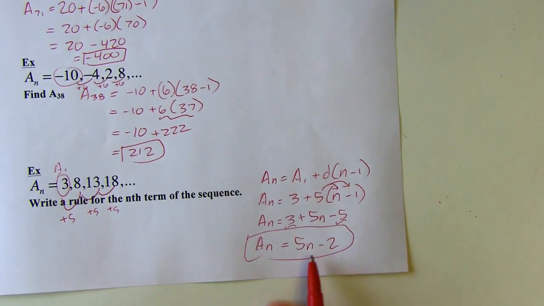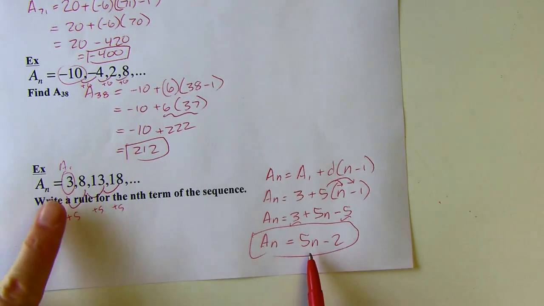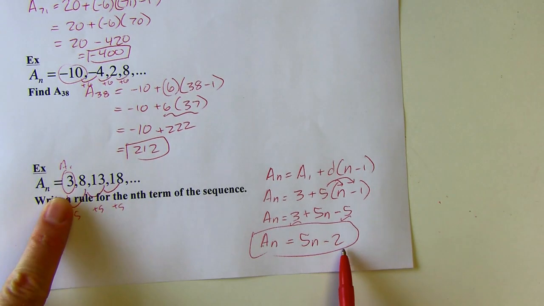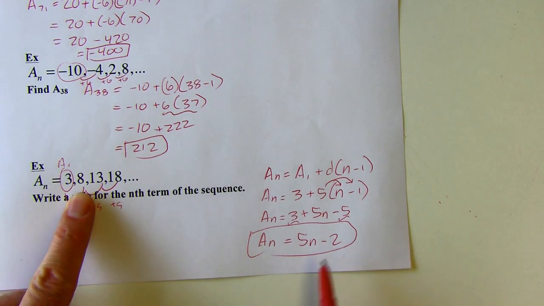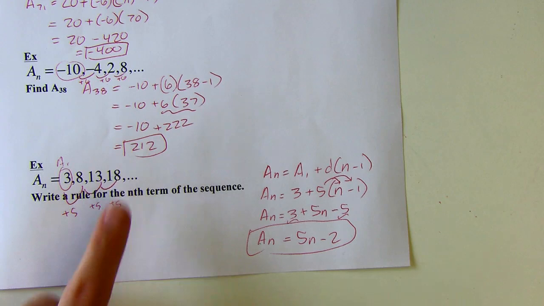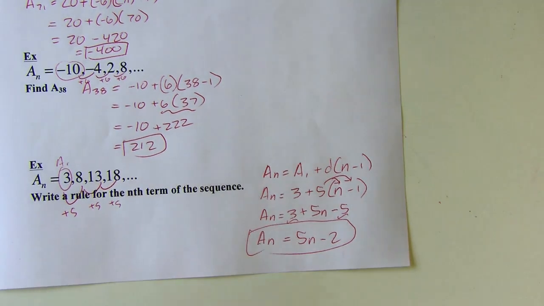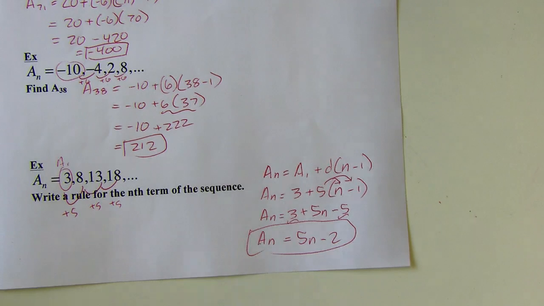And we can try it out. If I plug in a 1 for n, that should give me the first term. Well, 5 minus 2 is 3. If we plug in a 2 for n, that should give me the second term. That would be 10 minus 2. Yep, it works. Works for all of these, and it will work for any term in this arithmetic sequence. So writing a rule is just plugging in your known information to write a term building formula. All right, on to the next page.